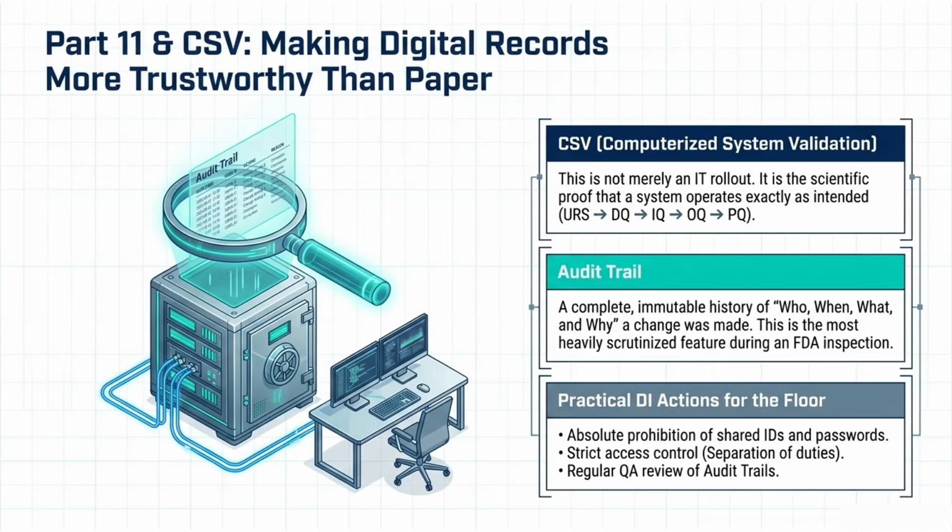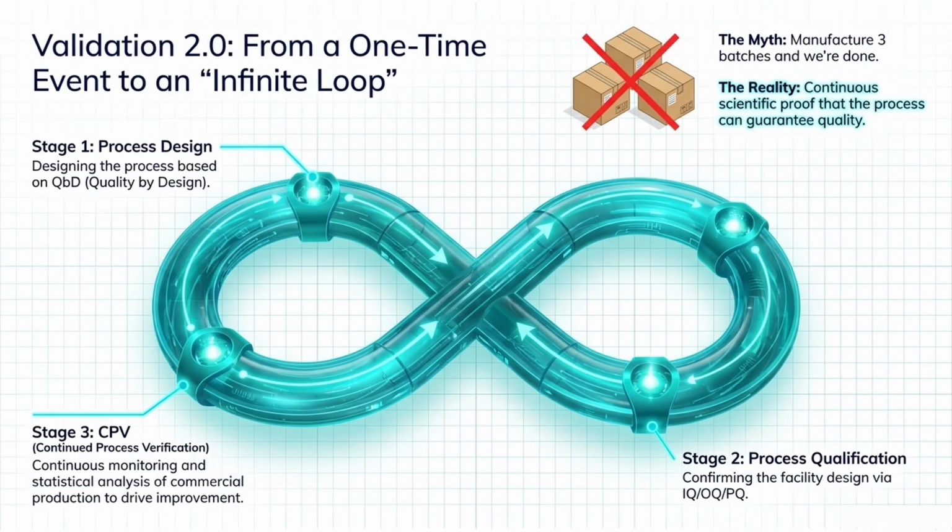This requires CSV, or Computerized System Validation. CSV is not just an IT rollout. It is the scientific proof that a computer system operates exactly as intended through rigorous qualification steps. Furthermore, digital systems must have an audit trail, a complete, immutable history of exactly who, when, what, and why a change was made. For floor operations, this means strictly prohibiting shared passwords, separating duties, and regularly having QA review those audit trails.